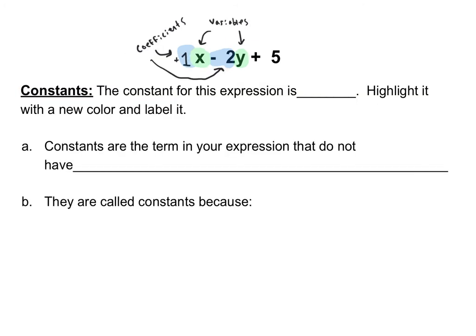The last piece of vocabulary we're going to talk about are our constants. The constant for this expression is 5. Go ahead and get that highlighted in a different color, in this case positive 5. And constants are the term in your expression that do not have a variable. They are called constants because they do not change value. That's what being constant means. Remember, constant of proportionality meant something that was that number k that was constantly showing up. Here we have a constant, which is 5, because it doesn't have a variable, so it's not going to change value. It's constant.